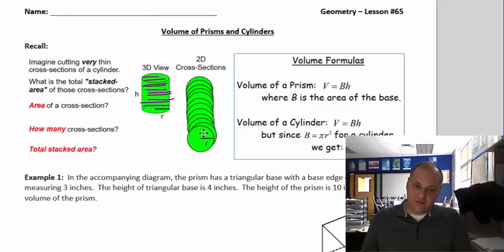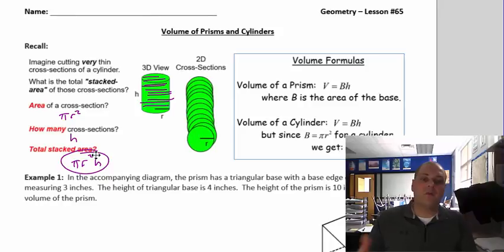And then just roll them all out, right? Flatten them out. And that's what it would look like in 2D cross sections. They're basically circles. We said the area of the cross section is pi r squared in this case. How many cross sections are there? That's the height, and then it'll end up being pi r squared times the height. So that's the volume formula for a cylinder that we're going to get right here.